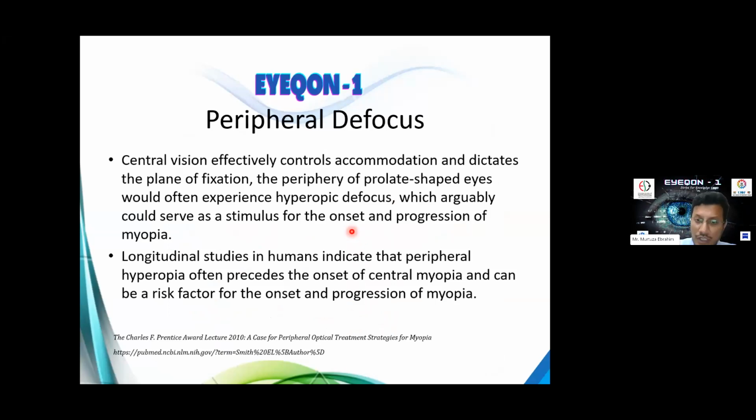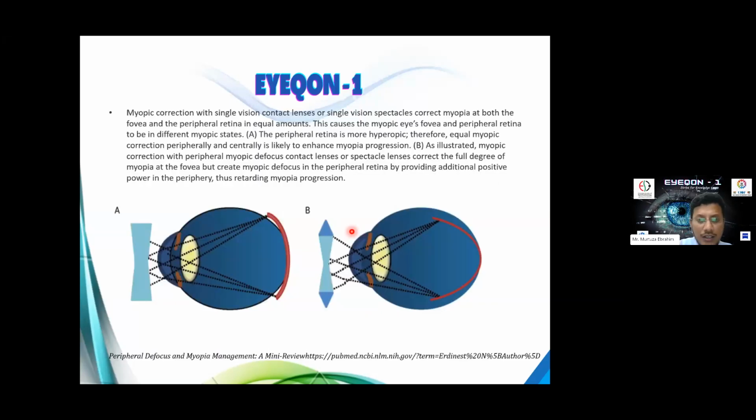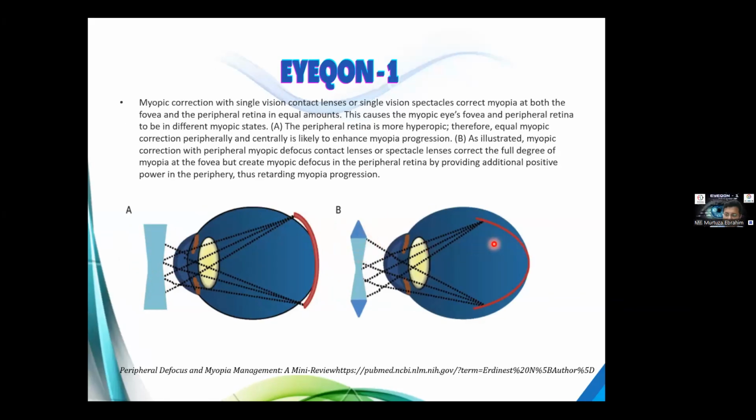So peripheral defocus, we have already been speaking about, so I'll not go through this slide. As my colleague already highlighted, be it a single vision spectacle lens or a contact lens, in the central plane it corrects the myopia, but in the peripheral retina it creates peripheral hyperopic defocus. The aim now is to make sure that the light rays coming in from the periphery fall in front of the peripheral retina. So a myopic defocus can be created, while making sure that the central zone is well corrected.